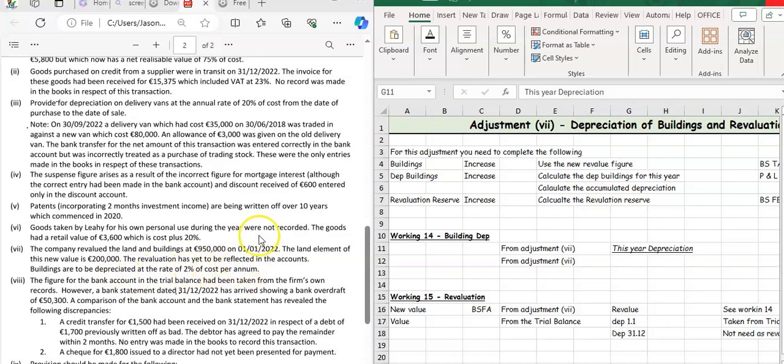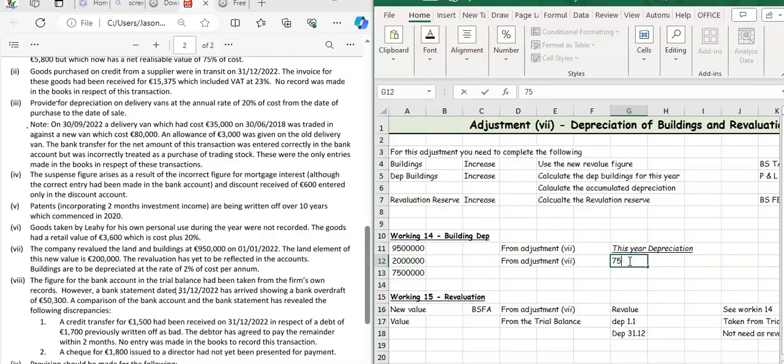So because we revalued these at the start of the year, first thing we need to do is find out what is the depreciation on our new assets, on our new buildings. So the land and buildings is 950,000. We know that the land is 200,000. So the figure for our buildings is the difference between the two. So 750,000 is the figure for our buildings.